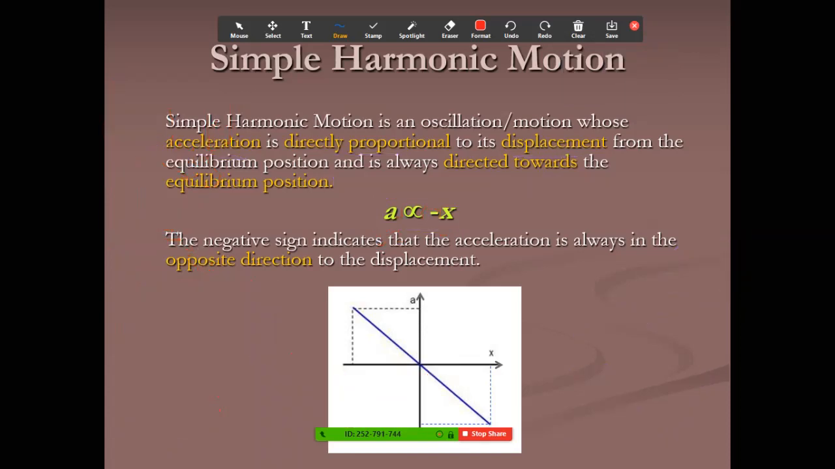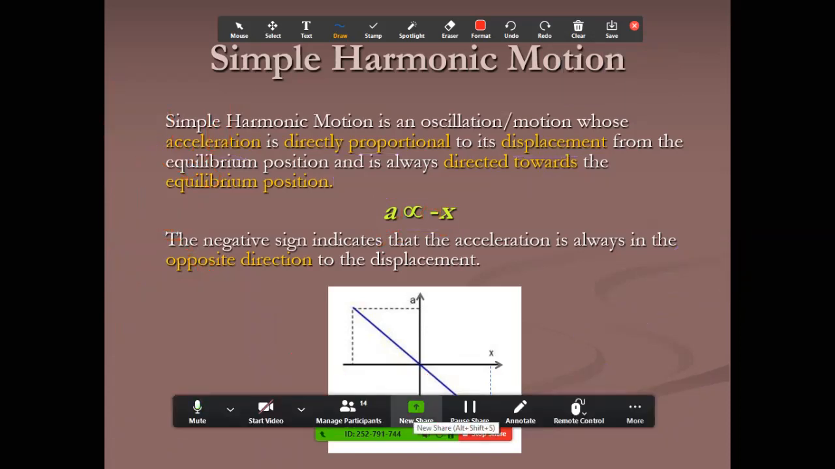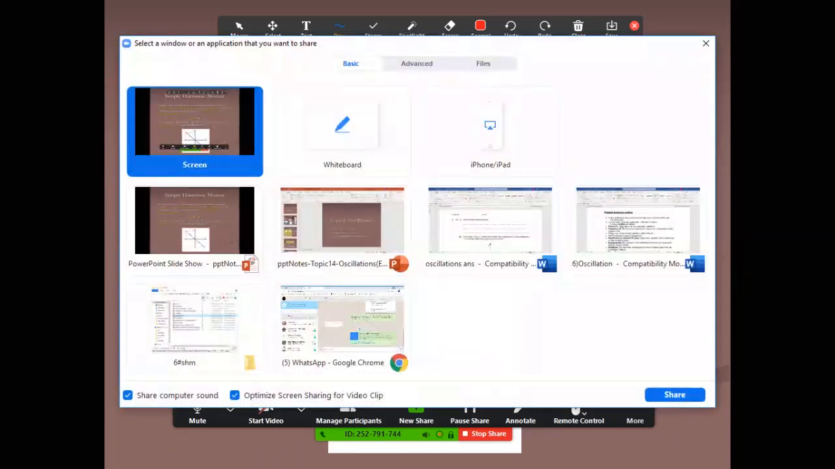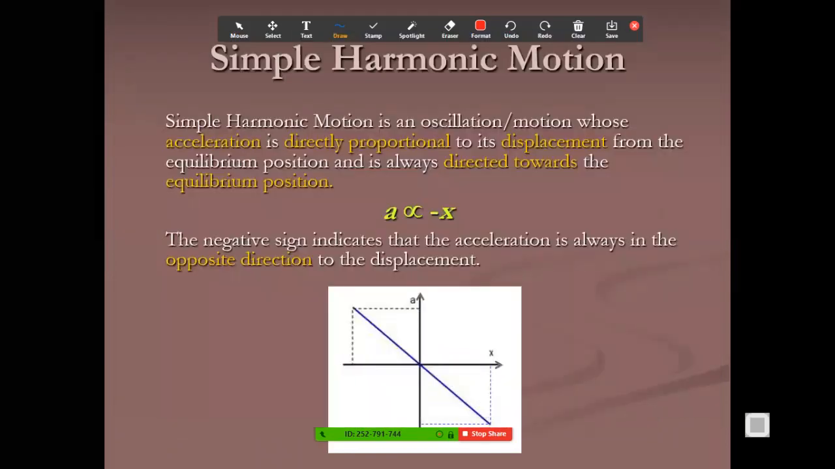I clear this. Okay, I'm going to draw some oscillations. You tell me, is it an SHM or not? First is the pendulum. You can see the whiteboard, right? I already drew a pendulum, right?